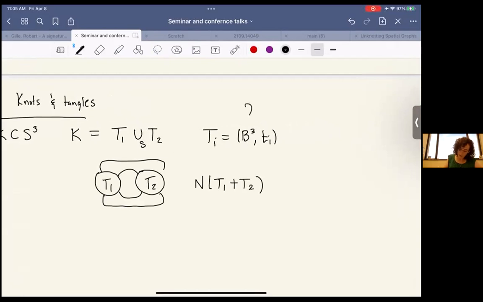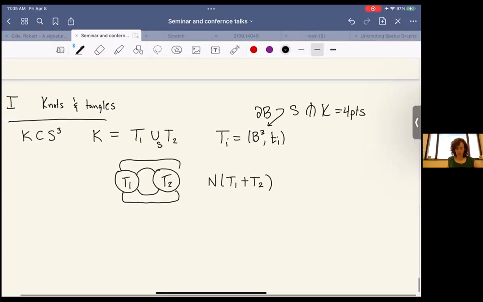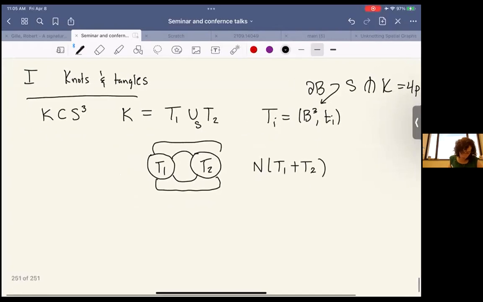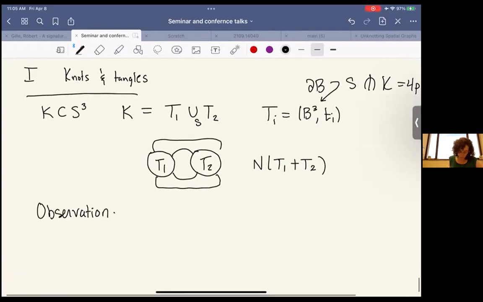So the boundary of this ball is a sphere, and this intersects the knot transversely in four points, creating a four punctured sphere. And I want to make the warm-up observation that if you're trying to do some knot theory, tangle decompositions can be really helpful. So in particular, as an example of this, you can use tangle decompositions to sometimes effectively calculate a Jones polynomial.